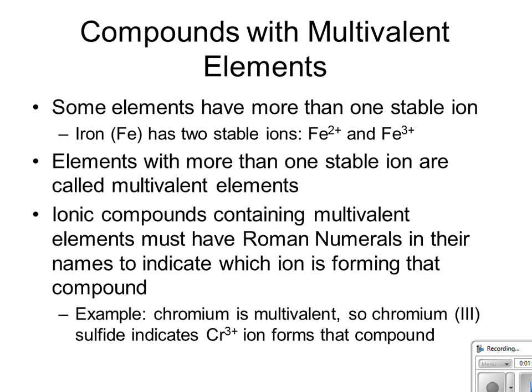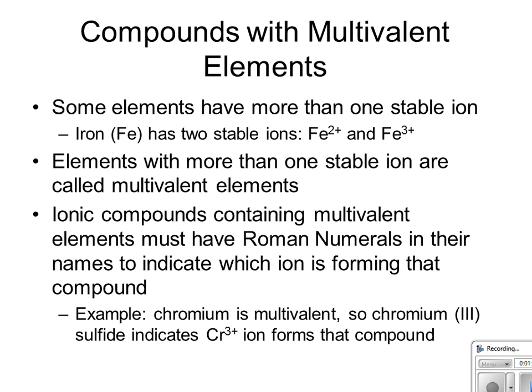The easiest way to tell right now if you have more than one stable ion is to look on the periodic table and see if there is more than one charge. If you look at manganese, for example, you have a 2+ and a 4+. That's showing you that you have more than one stable ion for that element. Elements with more than one stable ion are called multivalent elements. Ionic compounds containing multivalent elements must have Roman numerals in their names to indicate which ion is forming that compound. So when you're writing these out, you use Roman numerals in relation to the charge. For example, chromium is multivalent.